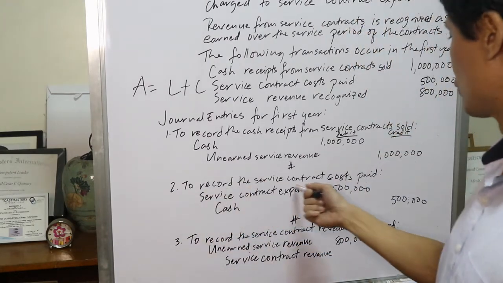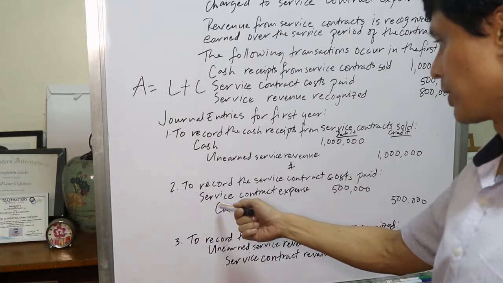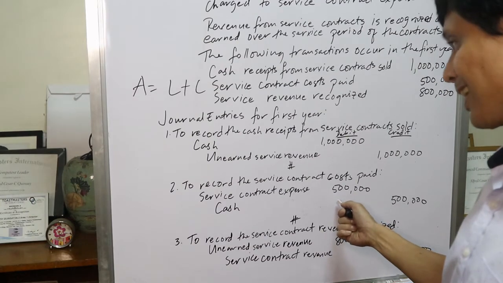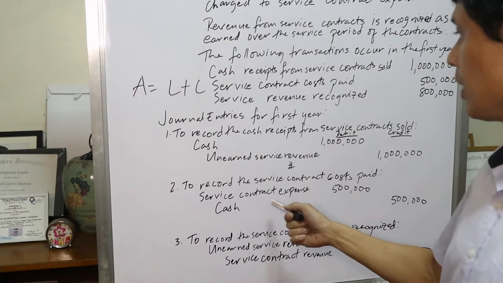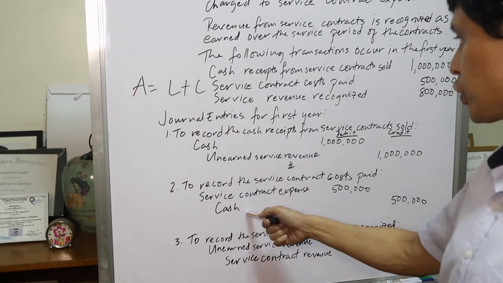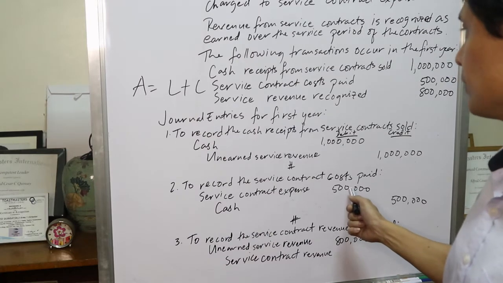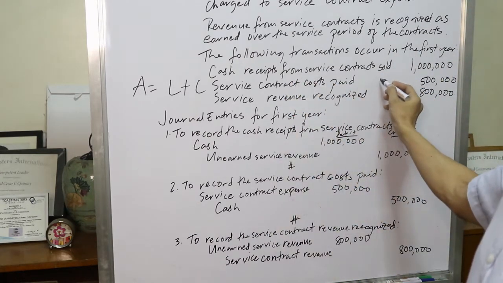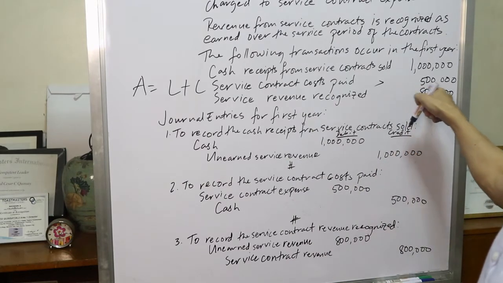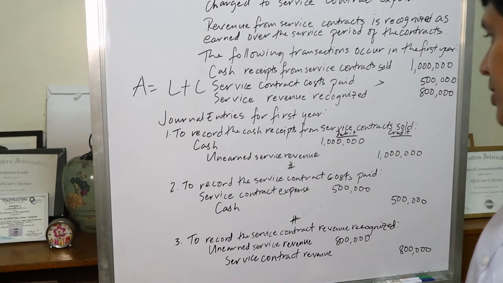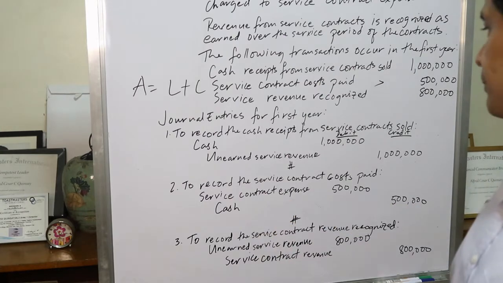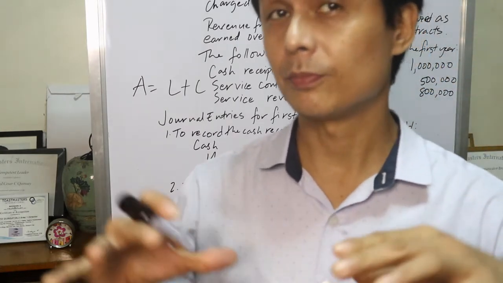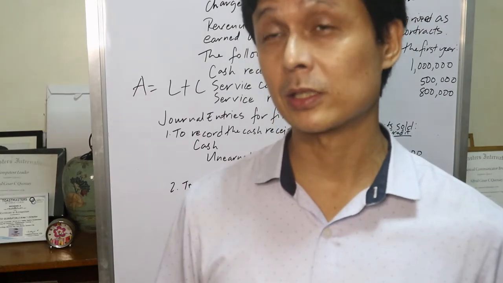To record the service contract cost paid, debit service contract expense 500,000 and credit cash 500,000. Saan nakuha yun? Ito yun, the service contract cost paid for 500,000. So, expense na. When you incur it already, dinidebit mo na yung expense.